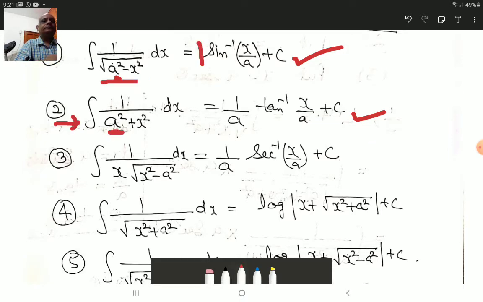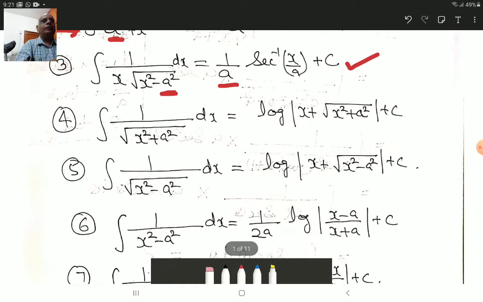Next is 1 upon square root of x square plus a square. Its integration is log of modulus of x plus square root of x square plus a square plus c. Next is 1 upon square root of x square minus a square dx. Its integration is log of modulus of x plus square root of x square minus a square plus c.